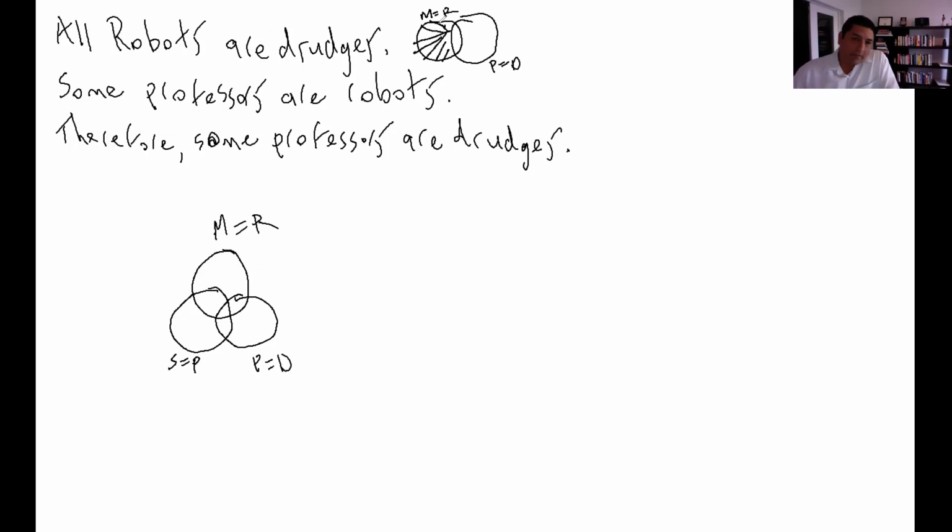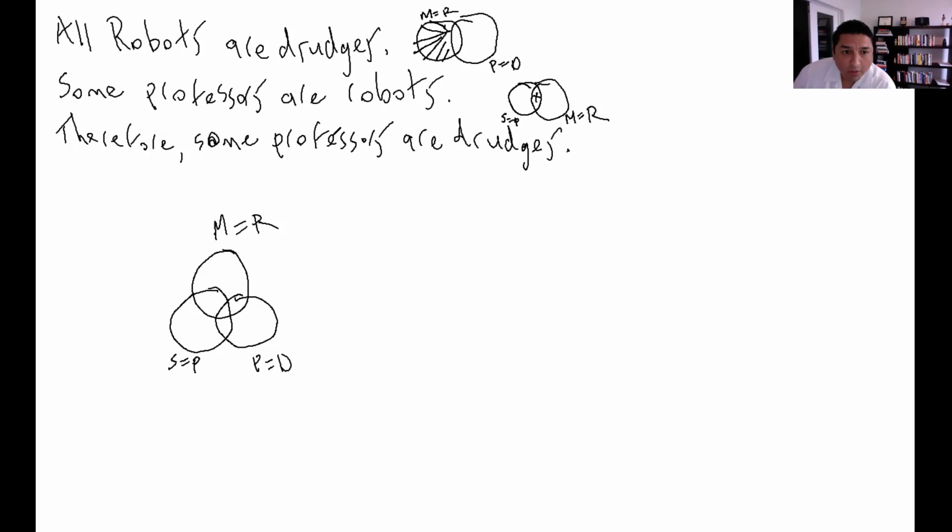Then you can go back and overlay it onto this here. Then taking the second premise here, we have professors. So this is S equals P, professors, and then the middle is robots. Okay, so now this is saying some professors are robots. So this is saying that at least one professor exists in here. Okay, that's the information that is given by each of these premises. Now we can go back and bring this over here.